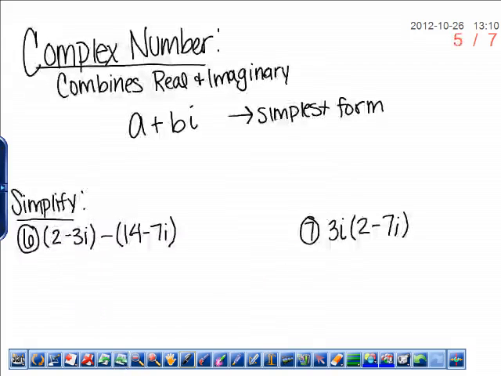Okay, so a complex number combines a real number and an imaginary number. It is always written in the form a plus bi. It's got to be written in that form, where a is the real part and b is the imaginary part.